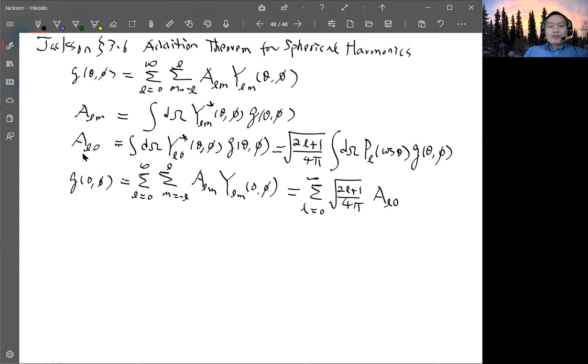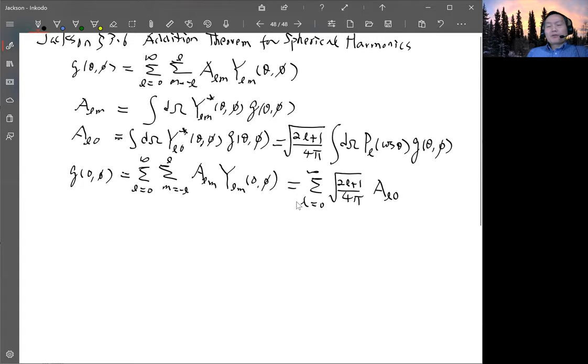It means that A_L0 can be written in this form: a certain function multiplied by a Legendre polynomial of cosine theta, integrated, with this normalization constant. Then this function, when evaluated at theta equals zero, will give you a sum of all these A_L0 with this coefficient in front. So there are two relations relating A_L0 to this function g. We'll use that to find out how you expand a Legendre polynomial in spherical harmonics.